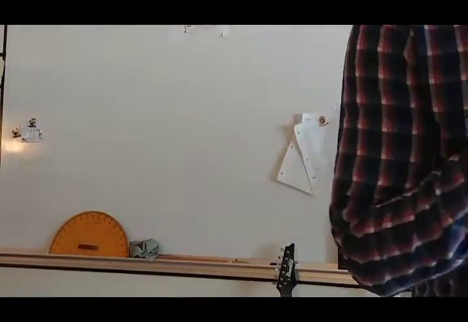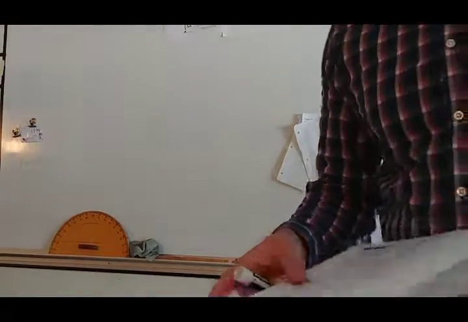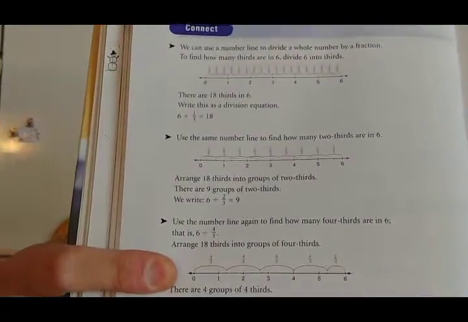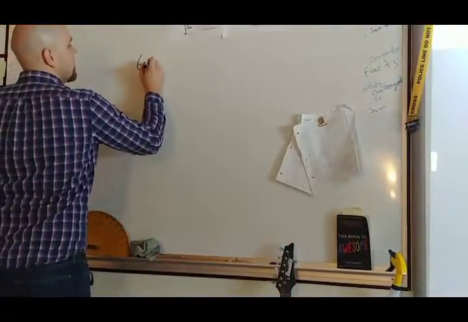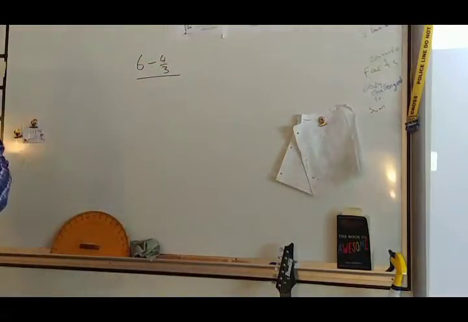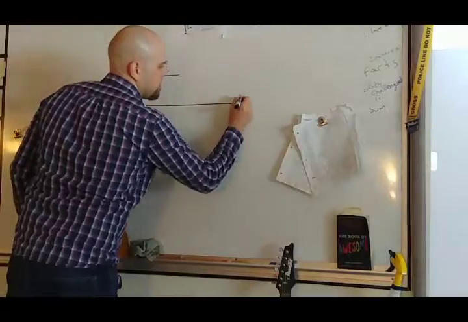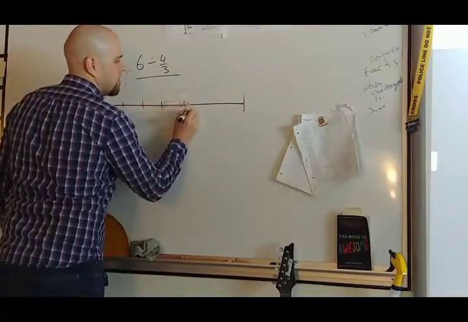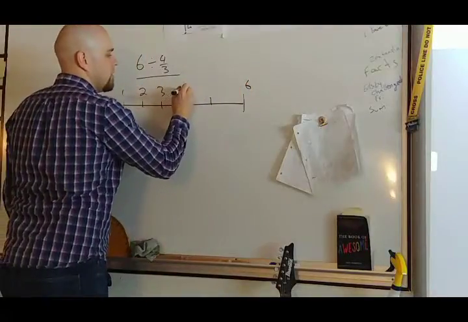So we started talking about page 130, halfway down. I don't know if this is going to be very clear in the camera here, but this example right here says 6 divided by 4/3. I want to show you a couple ways to do this. So we have 6 divided by 4/3, and I'm just going to see if this is hitting the camera. Yeah, it looks like it. So I'm going to start with a number line. 1, 2, 3, 4, 5, 6. That's 0. That's 6.